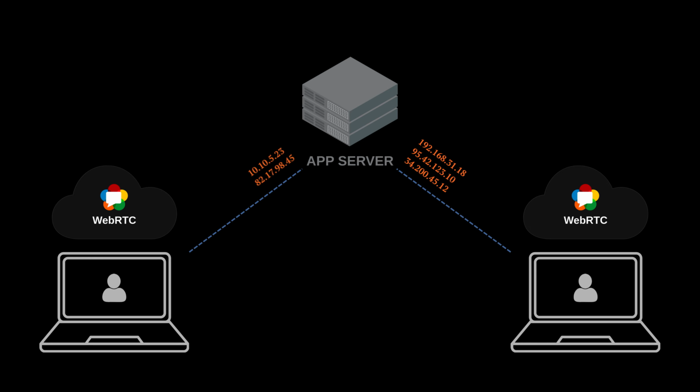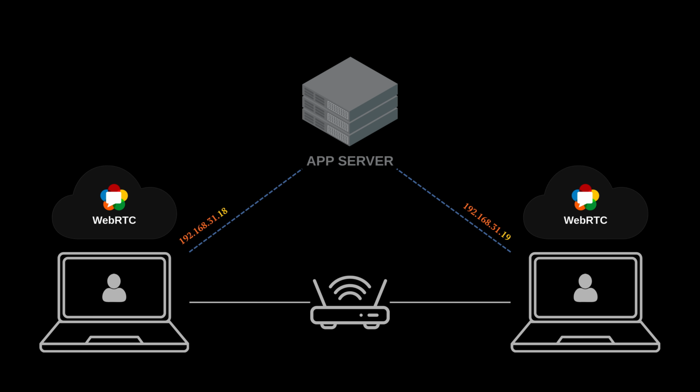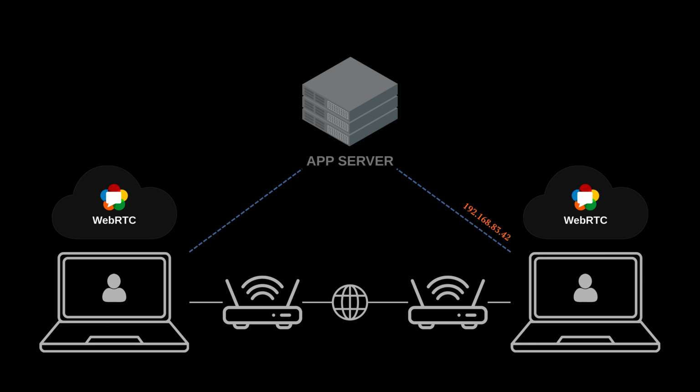An ICE candidate is an address that devices can use to establish a direct connection with each other. Each device usually has multiple candidates. For example, if two devices are on the same local network, they can simply exchange local addresses and communicate directly. However, if the devices are on different networks, the packets cannot reach each other via local IPs, because routers on the internet don't know where to send them.